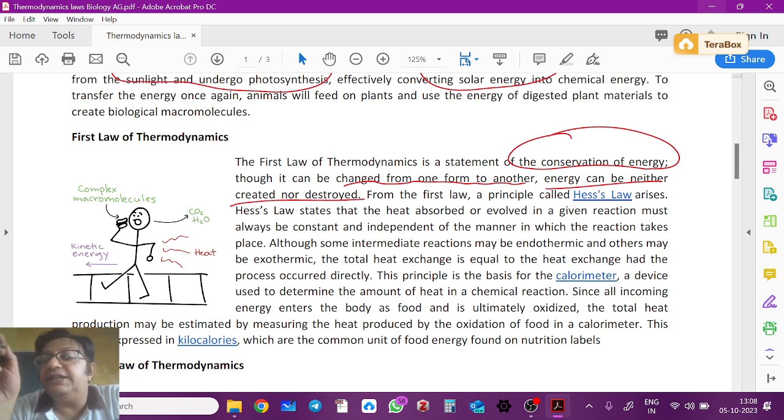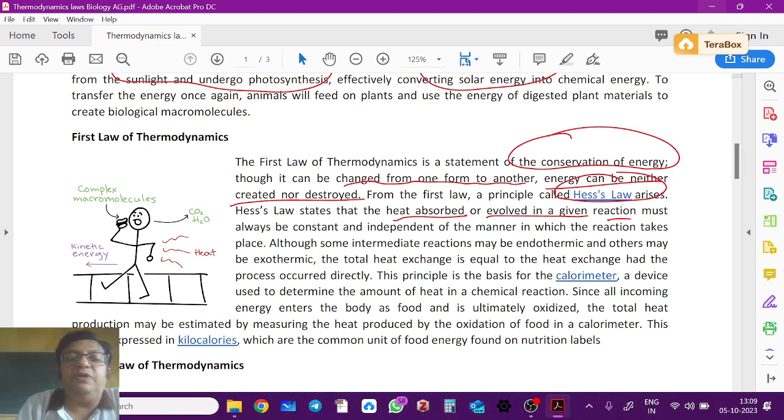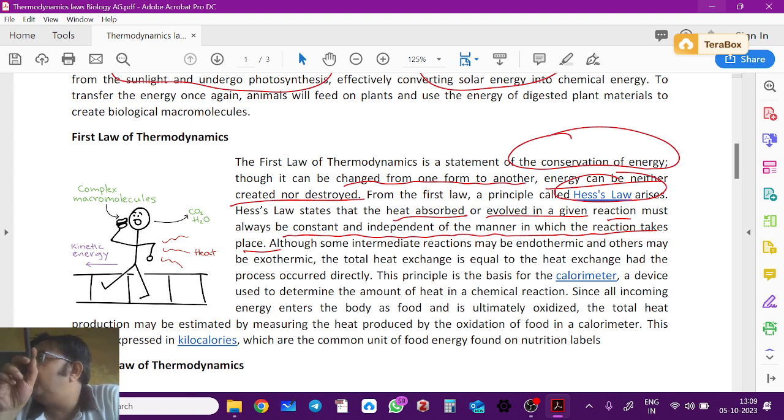From the first law, there is another law which can be derived, known as Hess's law. It states that the heat absorbed or given, the heat which is taken from the environment or given in a particular reaction, must always be constant and independent of the manner in which the reaction takes place. So that means if the substrate molecule is at x energy level, the product is at the y energy level, which is lower.